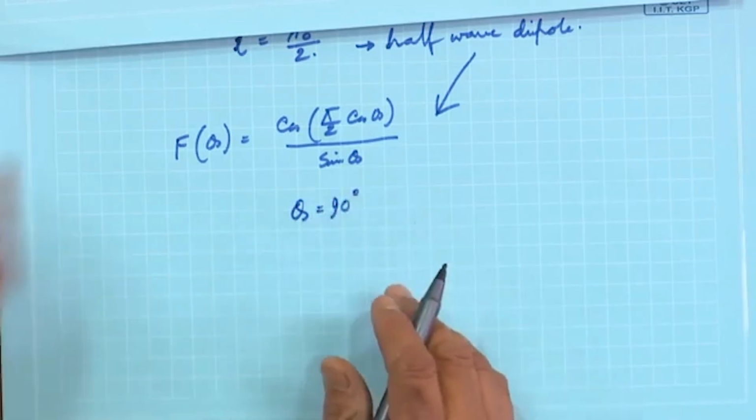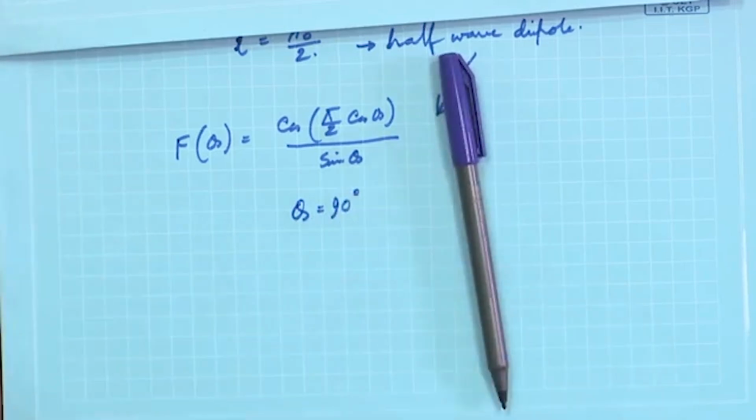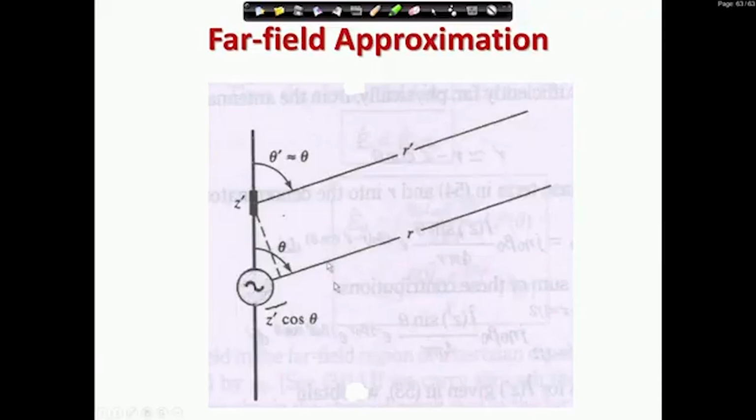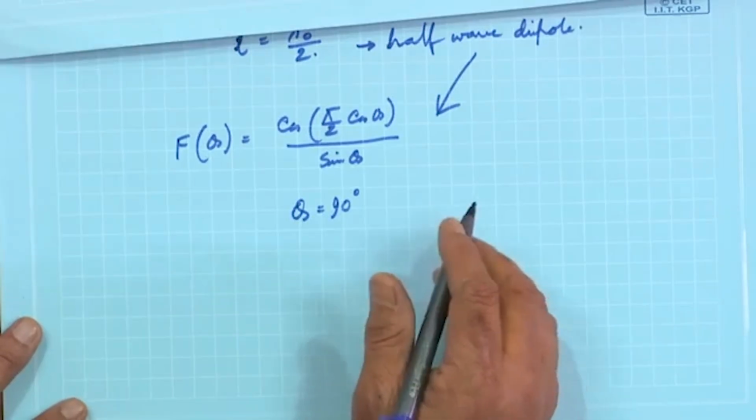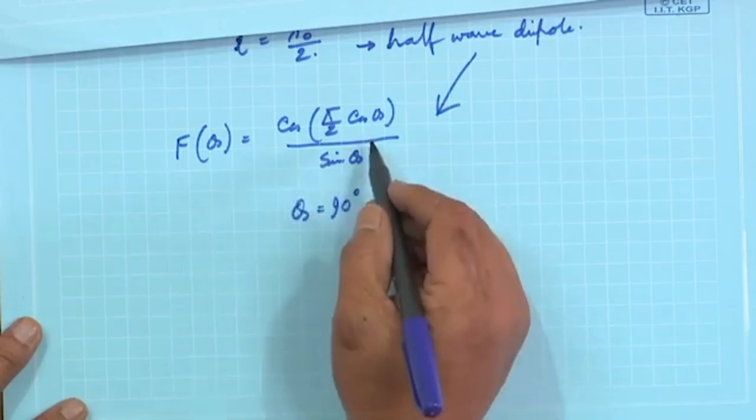That means, what is theta? You look here in this view graph. This angle is theta. So, 90 degrees means the broadside direction. In antenna terminology people call it broadside. That means this is the dipole length, and broadside to that, at 90 degrees, this is a maximum. And what is the value of that?